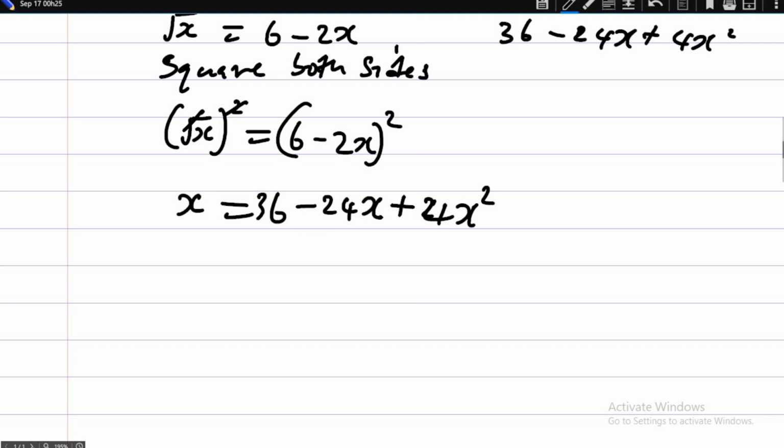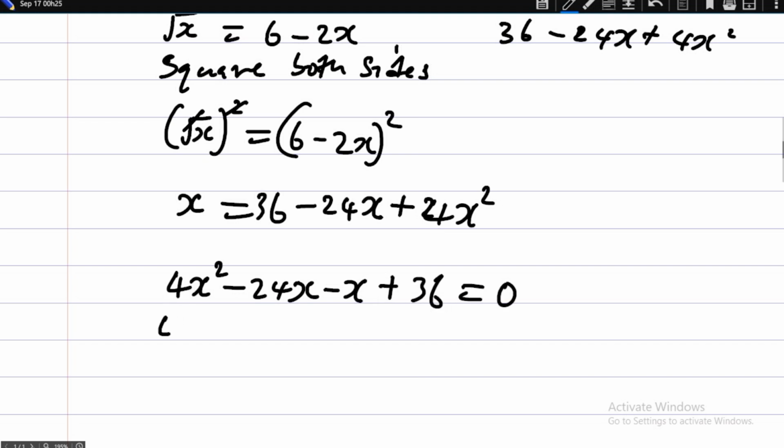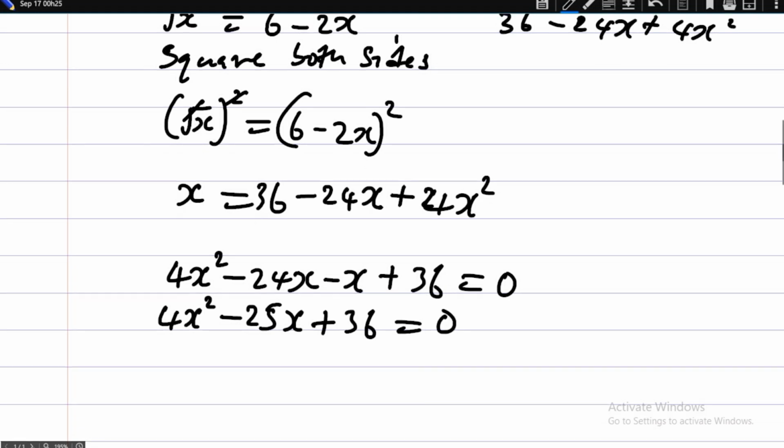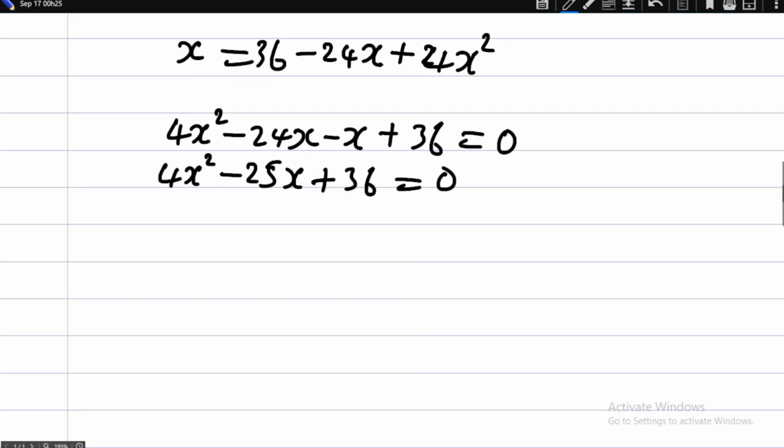Okay. So now let me bring this one to this side. First of all, I have 4x squared minus 24x. This one cross again, I'm going to have minus x, then plus 36 is equal to 0. So now this is now 4x squared minus 25x plus 36 is equal to what? 0. So now let us solve it using the quadratic formula. The quadratic formula says that from here my a is equal to 4, okay, my b is equal to minus 25, and then my c will be equal to what?